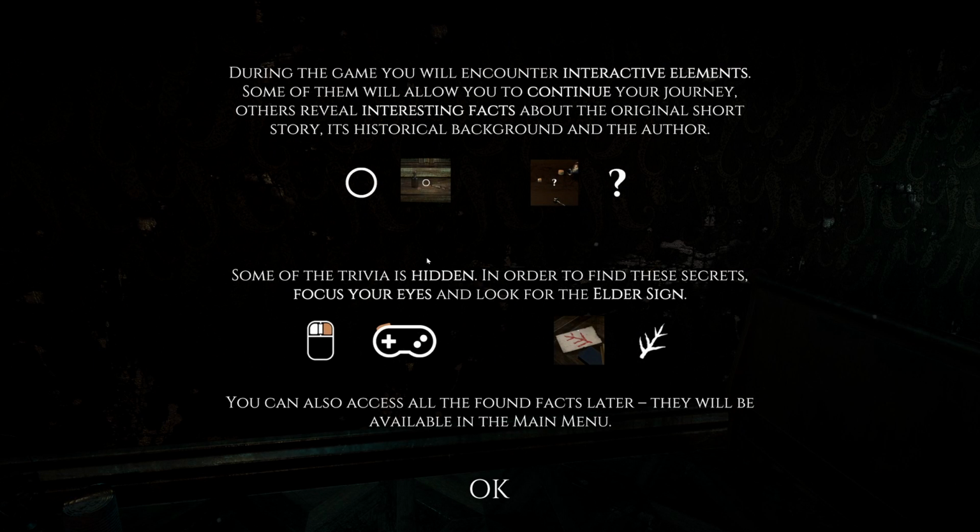During the game, you will encounter interactive elements. Some of them will allow you to continue your journey. Others reveal interesting facts about the original short story, its historical background, and the author. Some of the trivia is hidden. In order to find these secrets, focus your eyes and look for the Elder sign. You can also access all the found facts later. They will be available in the main menu.